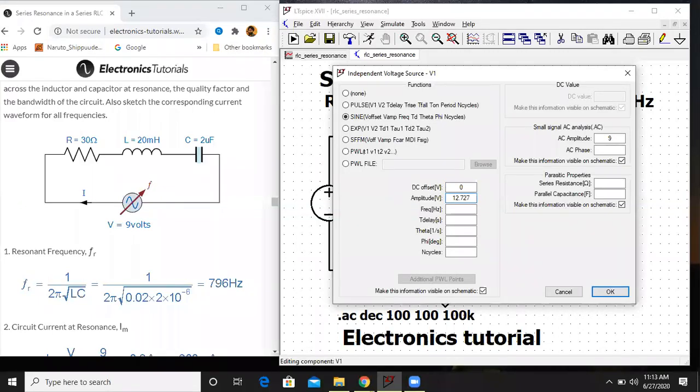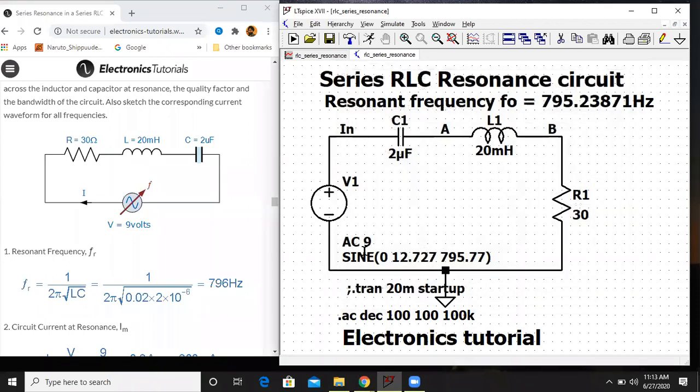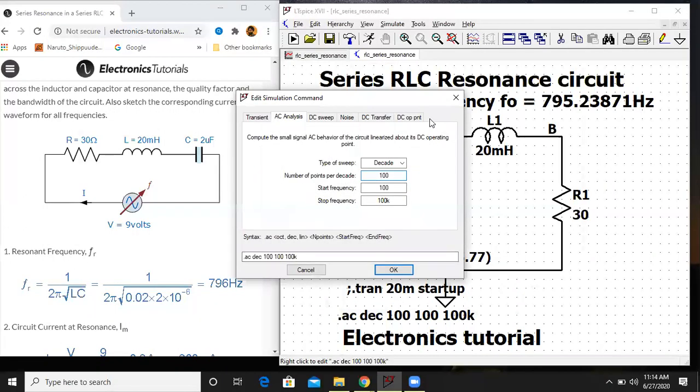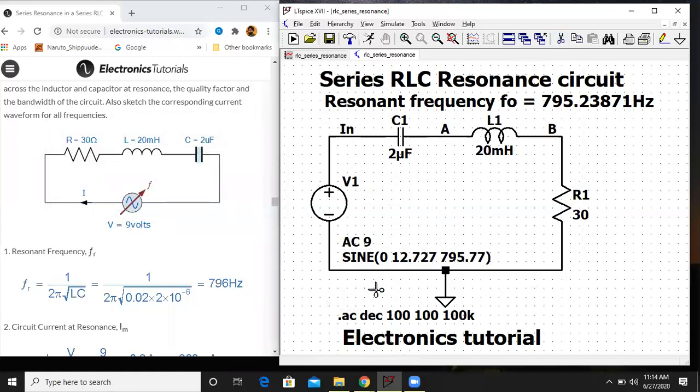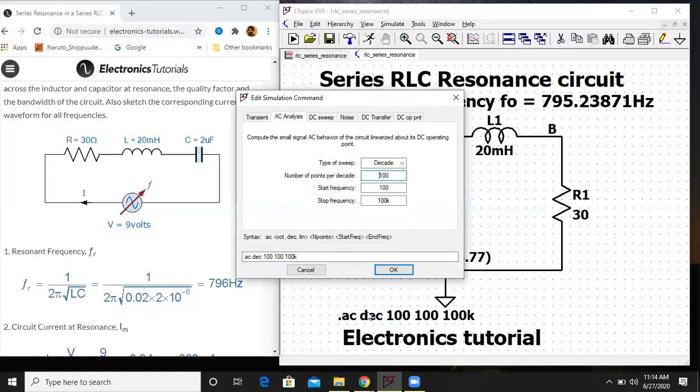So you can get a number 12.727. And the frequency which you will add is the resonant frequency, 795.77. So that's the information which you need to add over here. So please add it. I hope that this is added up. Okay, so can we go to the next part? Okay, I can move on to the next part.